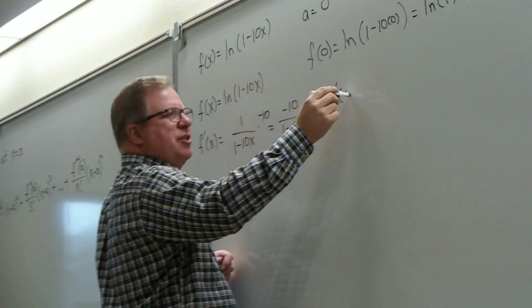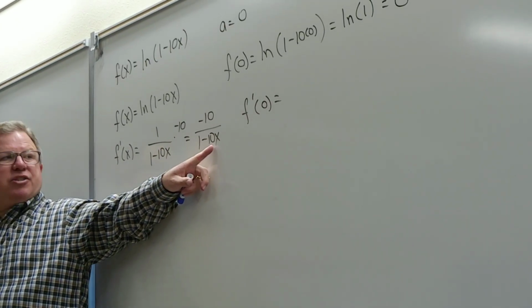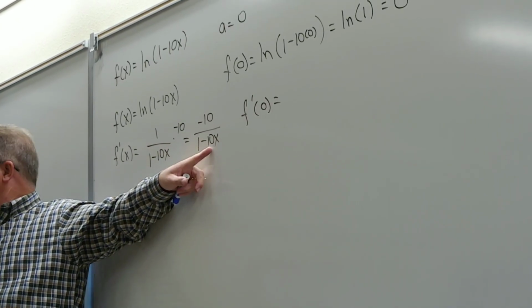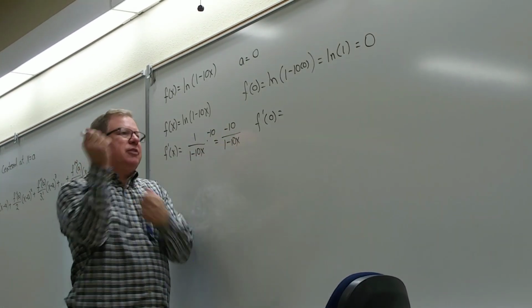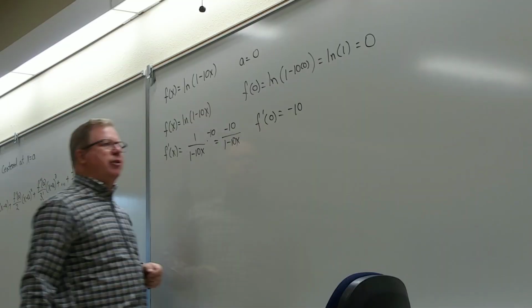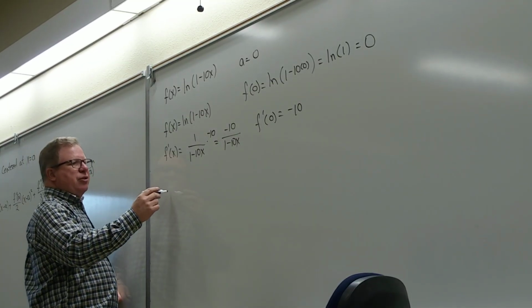F prime of 0. So if we put in 0 for x, we'll get just 1 on the bottom, right? And negative 10 divided by 1 is negative 10. There you go. Second derivative.